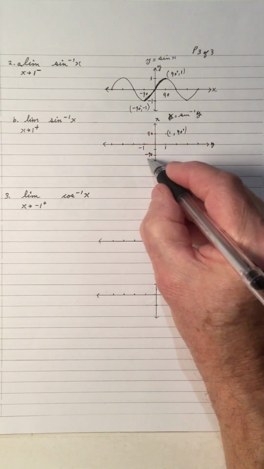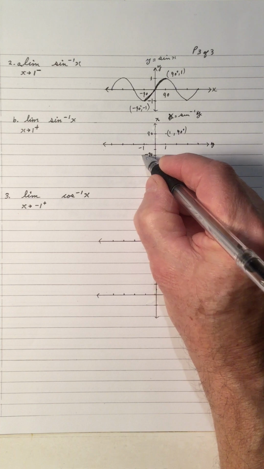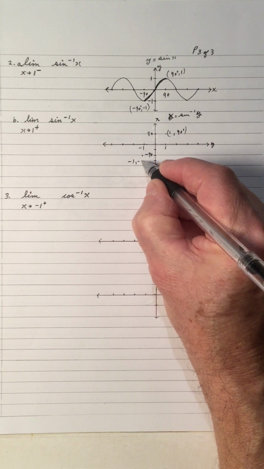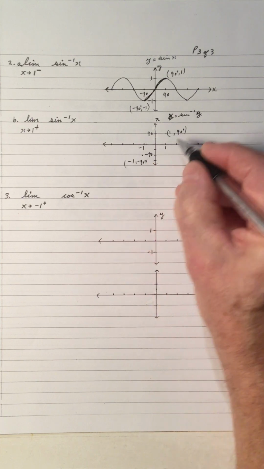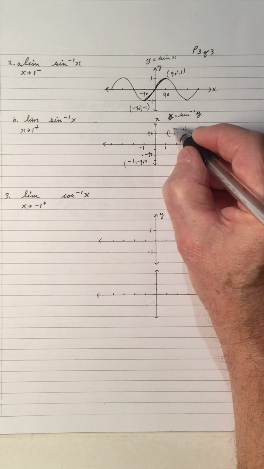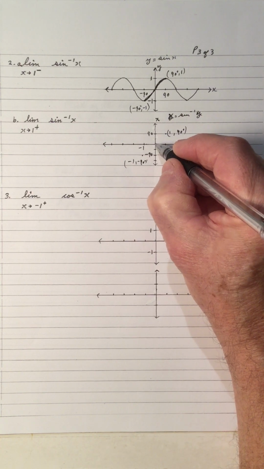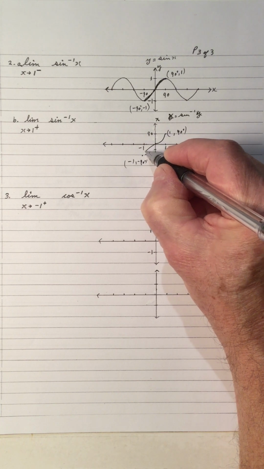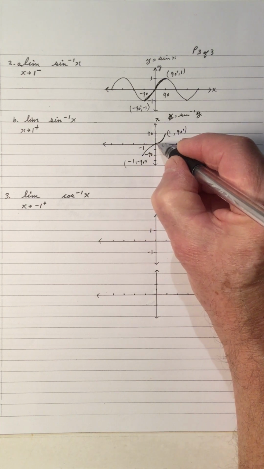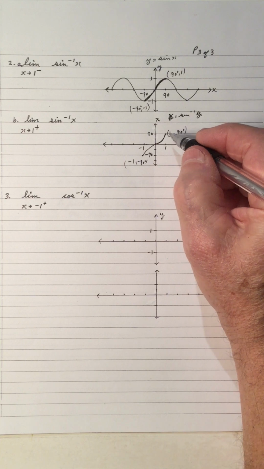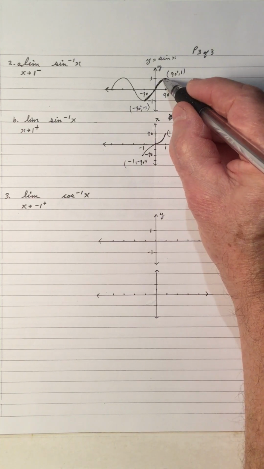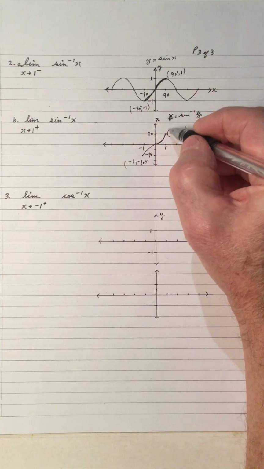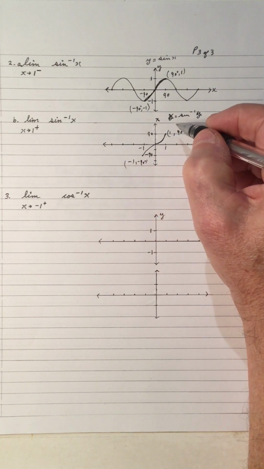And this point here is right here. This point is -1, -90. And when you reflect it, it goes through 0, so it's doing this. And you need to reflect it in the line y equals x. So this part of the graph, restricted here, is the inverse here.